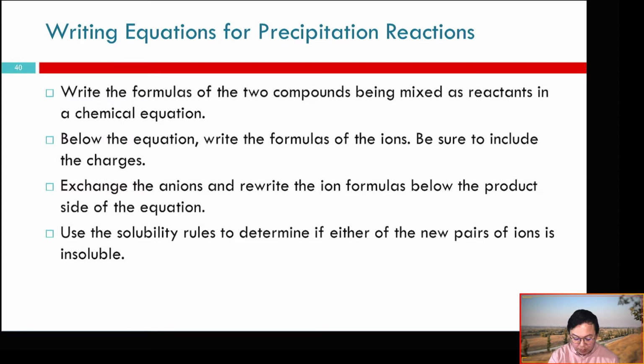So when we write equations for precipitation reactions, we write the formulas of the two compounds being mixed as reactants in a chemical equation. Below the equation, we want to write the formulas of the ions. So write out all the ions with their charges. Then we'll exchange the anions and rewrite the ion formulas below the product side. We don't need to check our reactants. We know those are soluble. Then we use our solubility rules to determine if either of the new pairs of ions is insoluble.